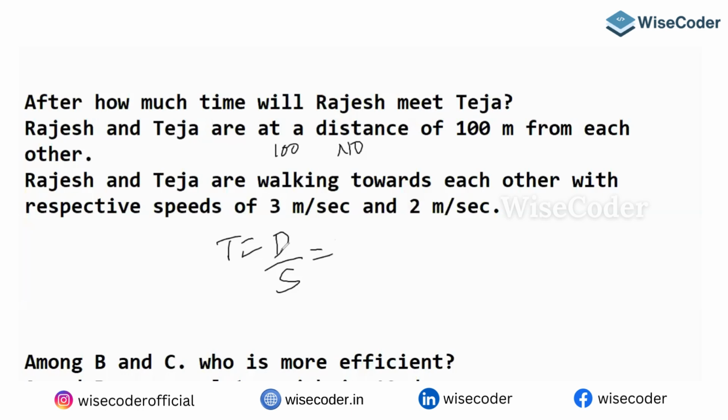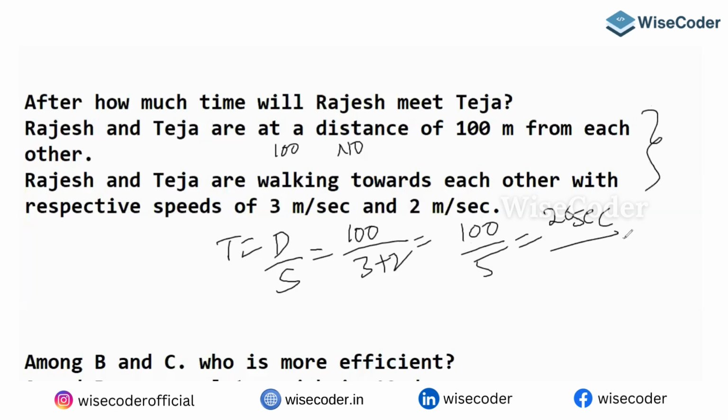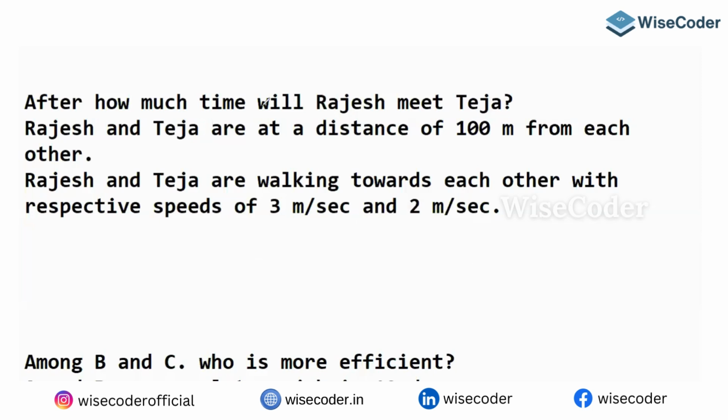Let me add 2. So the time is going to be 100 by 3 plus 2, that will give you 100 by 5. So the answer is 20 seconds. Only if I add 2 am I going to get this. Is this clear, guys? I get the answer only if I know both distance and speed. So statement 1 with statement 2, I am going to get my answer. This is the question based on time, speed, and distance.